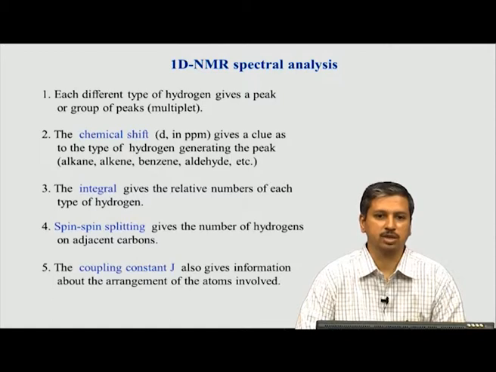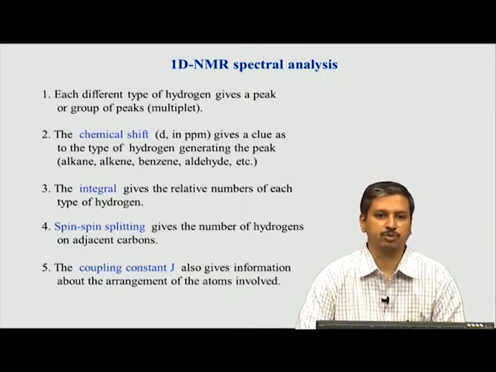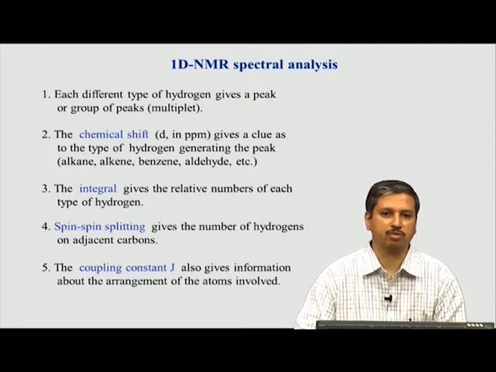We will look at this shortly. This spin-spin coupling constant also gives information about the arrangement of atoms. Therefore, it is very important to know the value of spin-spin splitting, not only the pattern. The pattern is obtained by just looking at the peak structure, but the value of the coupling constant gives you information about the structure of the molecule. So, we have to analyze these 4 things: chemical shift, integral, the pattern of spin-spin splitting, and the value of the coupling constant.